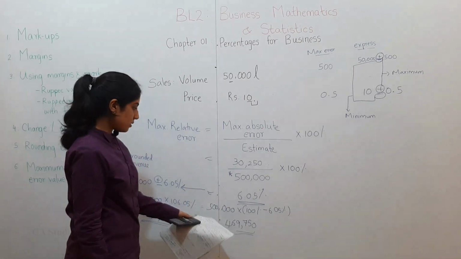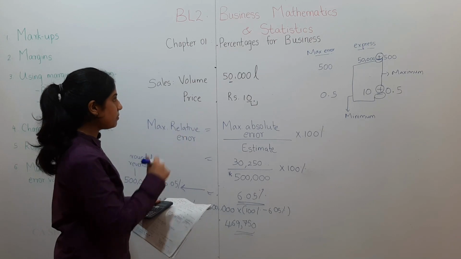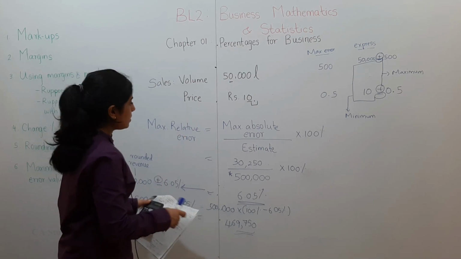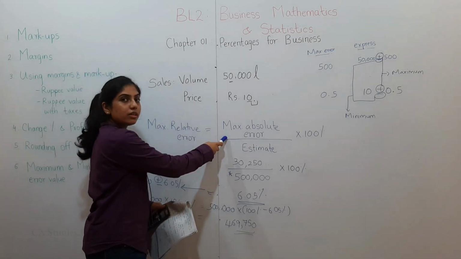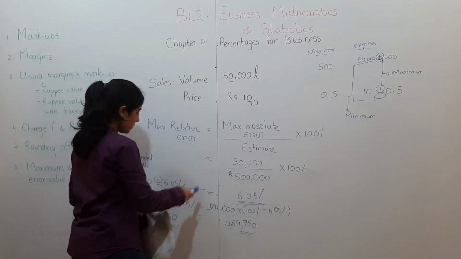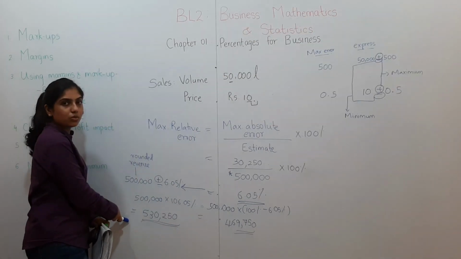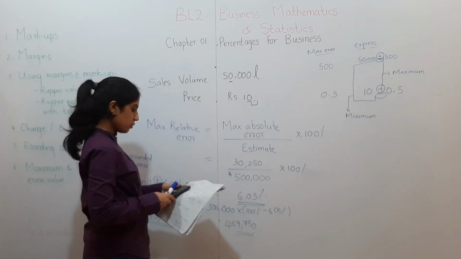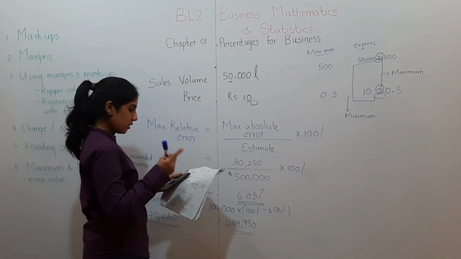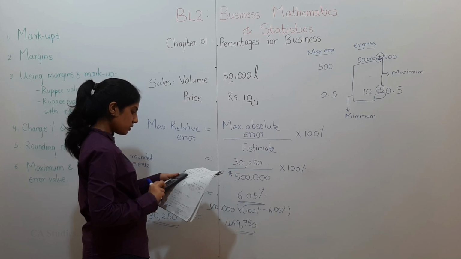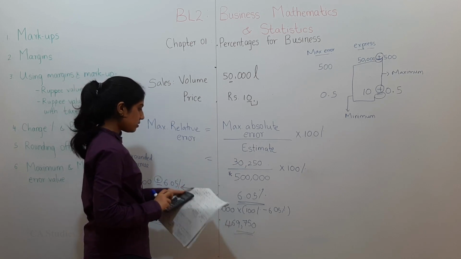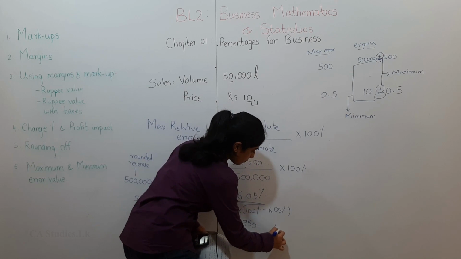Okay, but let's see if it is with the minimum. Now this is using the maximum absolute error, so it will definitely match the maximum absolute value. What about the minimum absolute value? So 50,000 into, it was 50,000 minus 500 multiplied by 10 minus 0.5. It's 470,250.